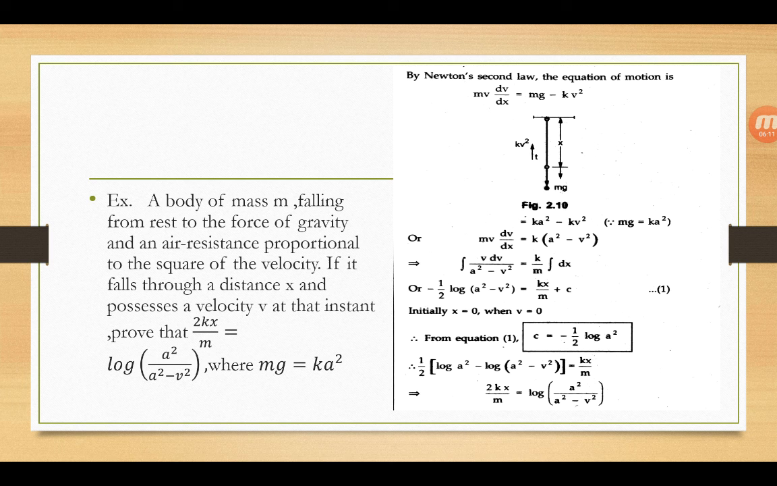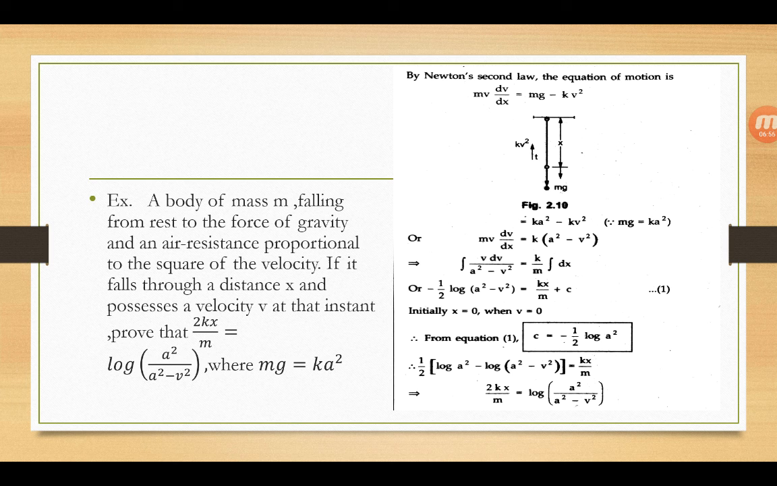Now how to determine that c? Initially, when distance is 0, velocity is also 0. Then using equation 1, putting x equal to 0 and v equal to 0, we get c as negative 1 by 2 ln of a square. Substituting this value of c in equation 1, we get the simplified equation 2kx divided by m equal to ln of a square divided by a square minus v square. That is the required result.